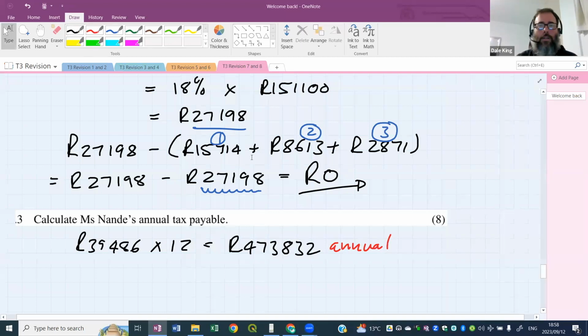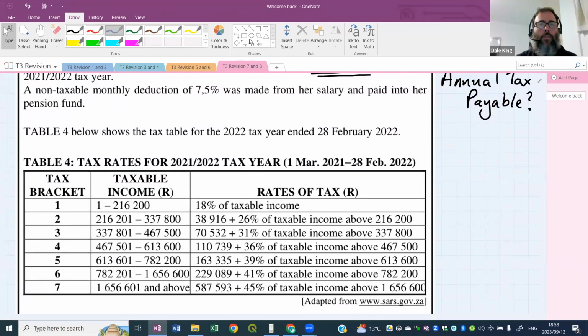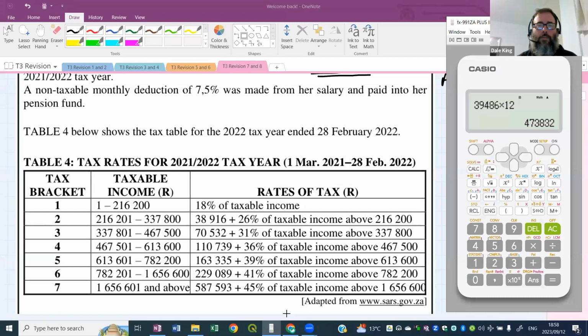Now we can go to calculate which bracket we're going to work with. We can go to the bracket now with this, or you want to take off the deduction first? Yes, that's how it's taught. Okay, let's take off the deduction. So a non-taxable monthly deduction of 7.5% was made from a salary. So in fact, we could have done the deduction before this. But let's do the deduction now. It doesn't really make a difference if we take 7.5% of a year or 7.5% of the month. Doesn't really matter. So we can do that now.